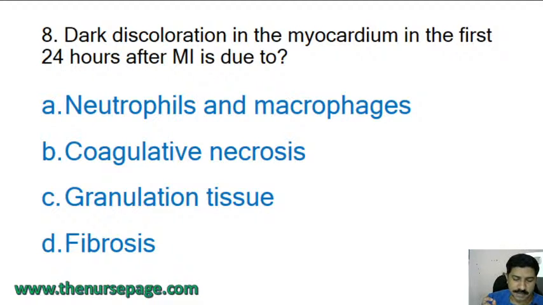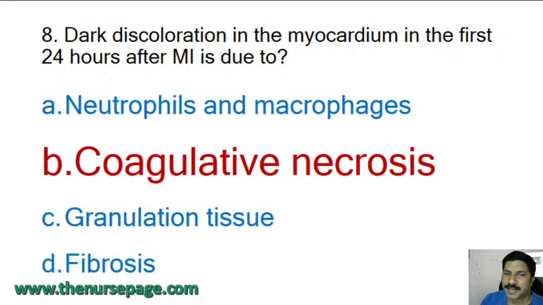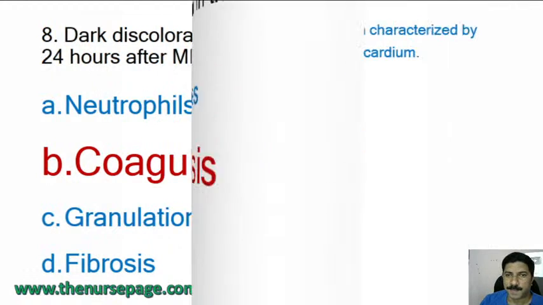Eighth question answers. Dark discoloration. We'll check the correct answer. The correct answer is coagulative necrosis. Dark discoloration in the myocardium in the first 24 hours after MI is due to coagulative necrosis.